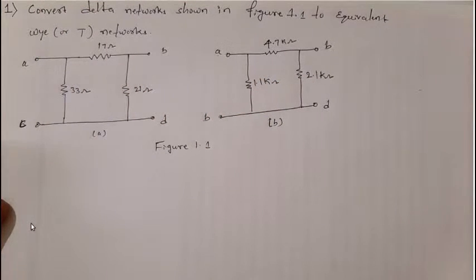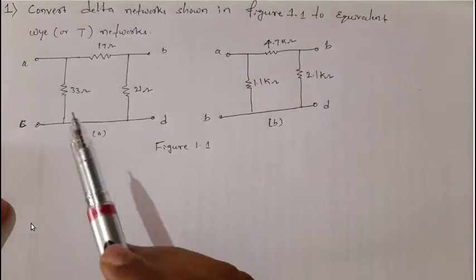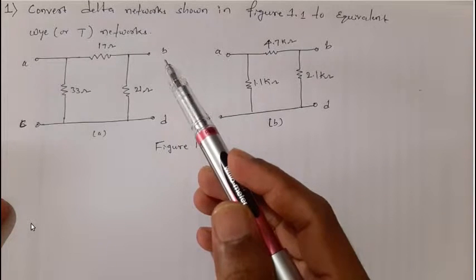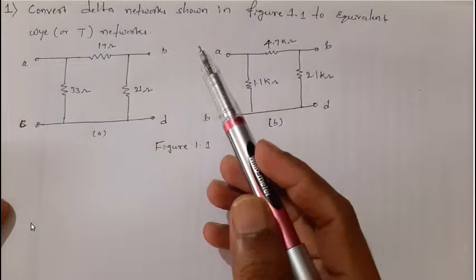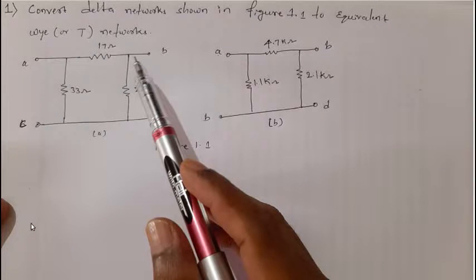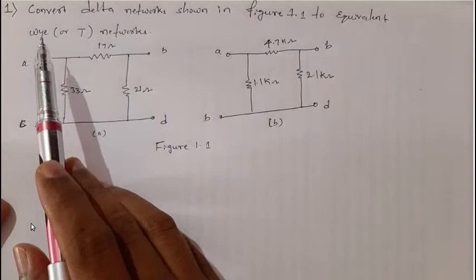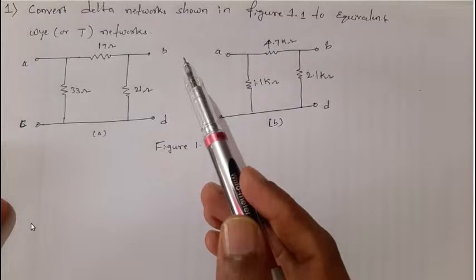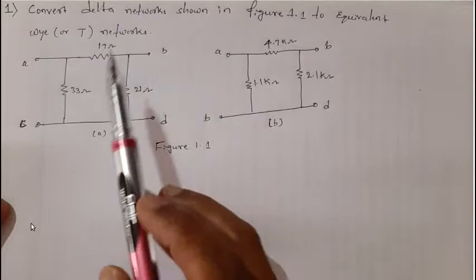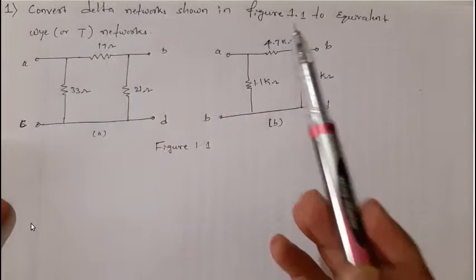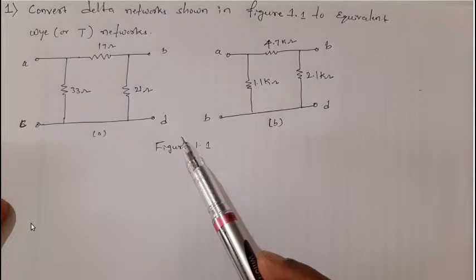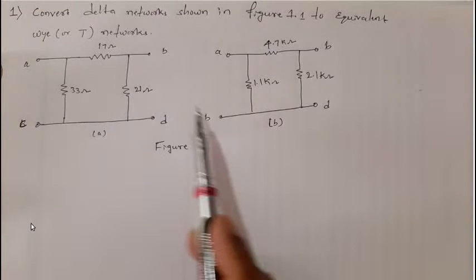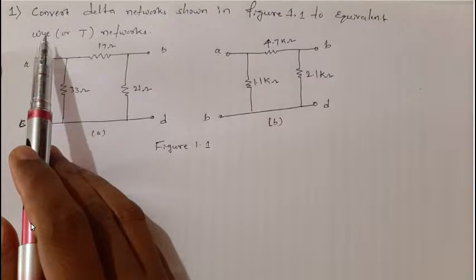In today's video, I am going to discuss some of the problems on star to delta or delta to star transformation. As we have discussed in the previous video, a star network is also called a Y network or T network, and a delta network is also called a pi network. Even we can call this a Y or T to delta or pi transformation. Without wasting too much time, let us start with the first problem on delta to Y transformation.